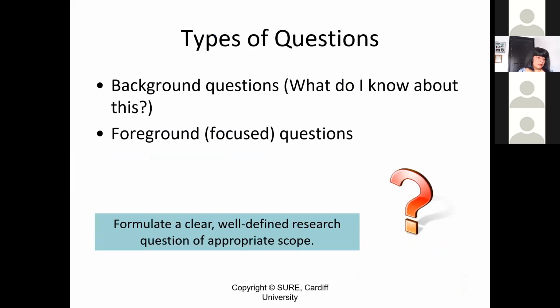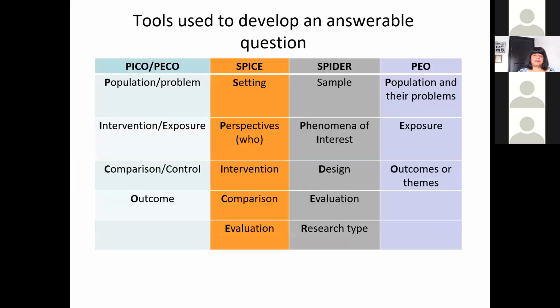When it comes to types of questions, there are background questions where you would say, what do I know about this topic area? Why do people get asthma? Those kinds of questions can be answered through textbooks, and obviously some people will go on the internet to look for answers. But when it comes to systematic reviews, you need foreground questions. So you need to formulate a clear, well-defined research question of appropriate scope.